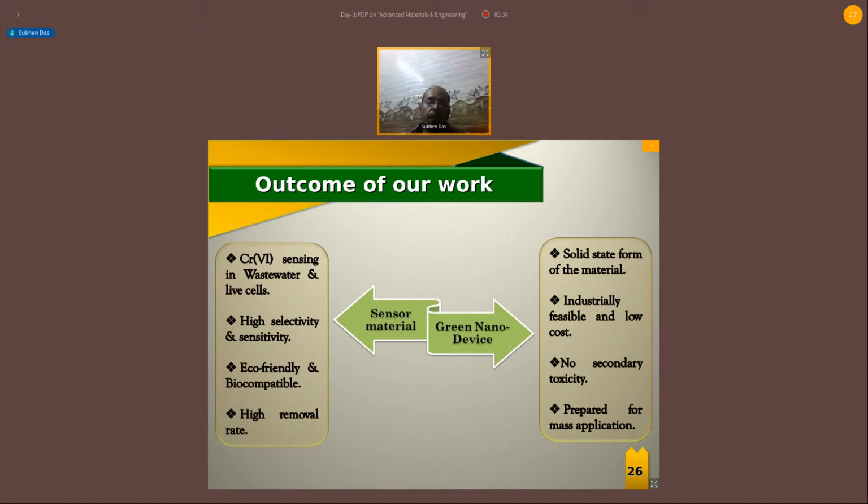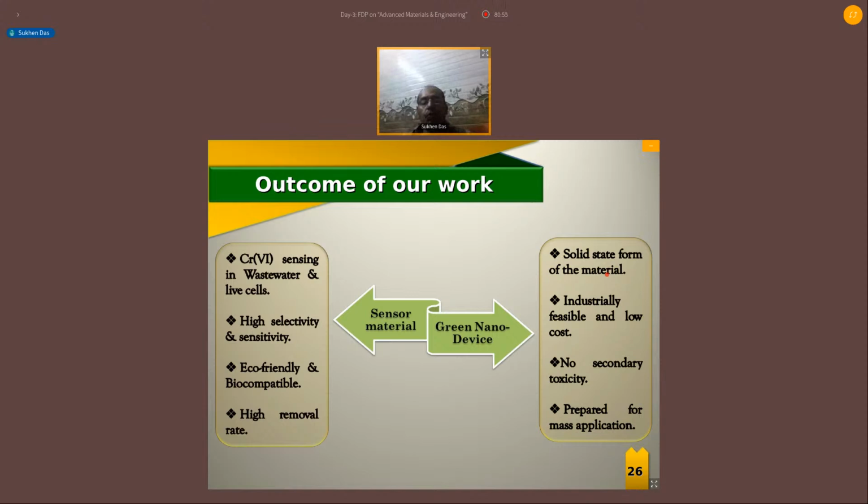So now, if we look at this, the left-hand side part is suitable for the solution, and the right-hand side is for the solid cell, to find out the chromium. So in this way, two things our students have done.